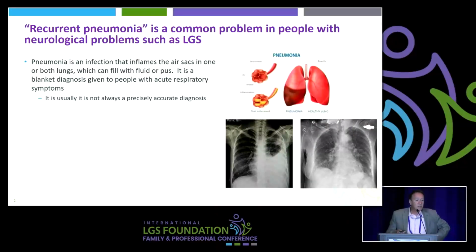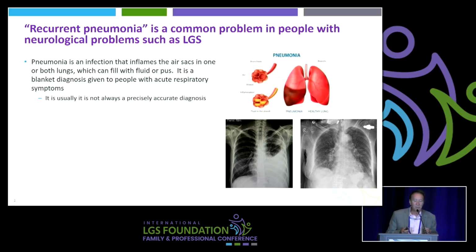So first of all, as you all know, recurrent pneumonia is a common problem in people with neurologic problems such as LGS, but notice I'm putting recurrent pneumonia in quotation marks. Just to be clear, pneumonia is an infection that inflames the air sacs in one or both lungs. They fill with fluid or pus, but it's really a blanket diagnosis that's given to people who walk in the door at the hospital or in the emergency room who are having some sort of respiratory distress. And it's not always a precisely accurate diagnosis.